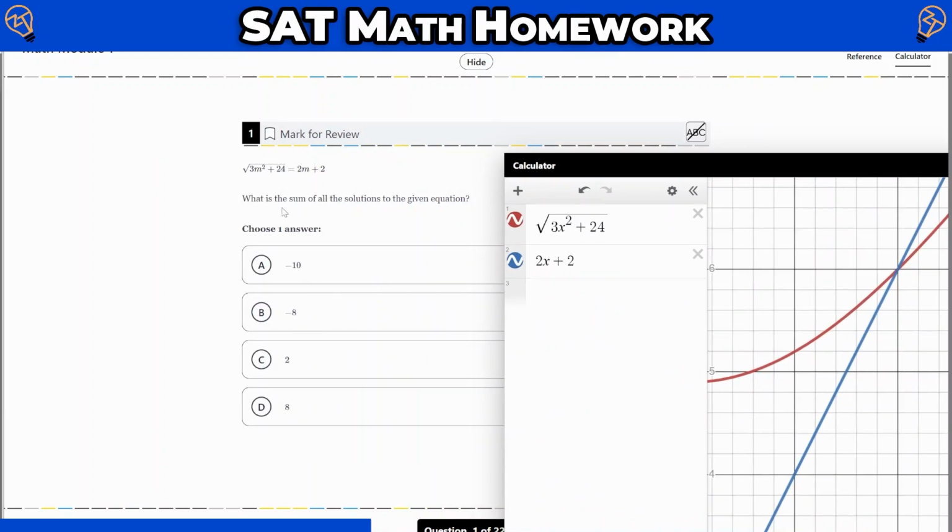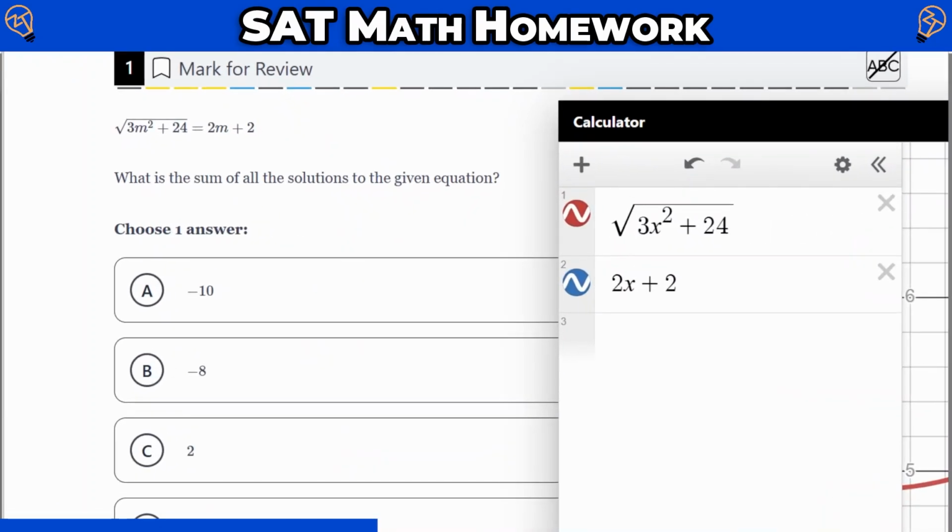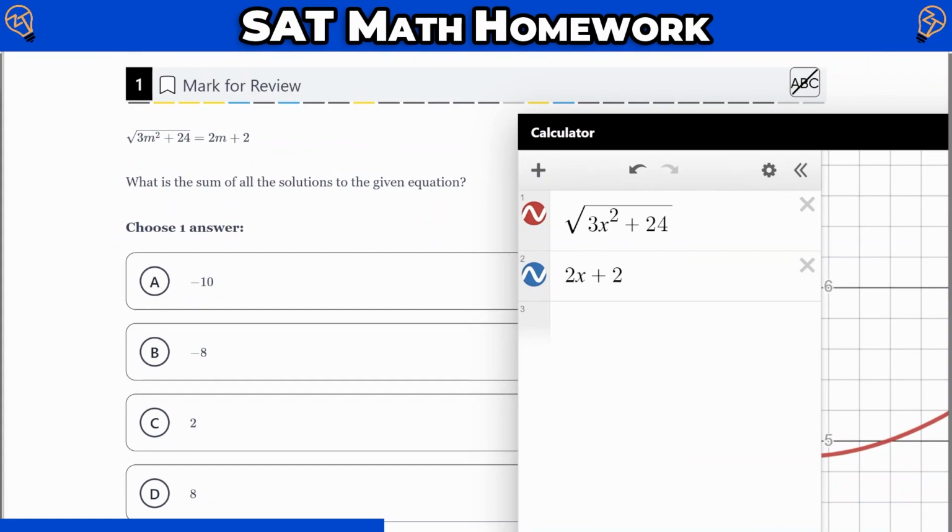And so when they say, what is the sum of all the solutions? Well, there's literally only one solution. So if you add 2 to nothing, you get 2. So we know the correct answer is going to be C.